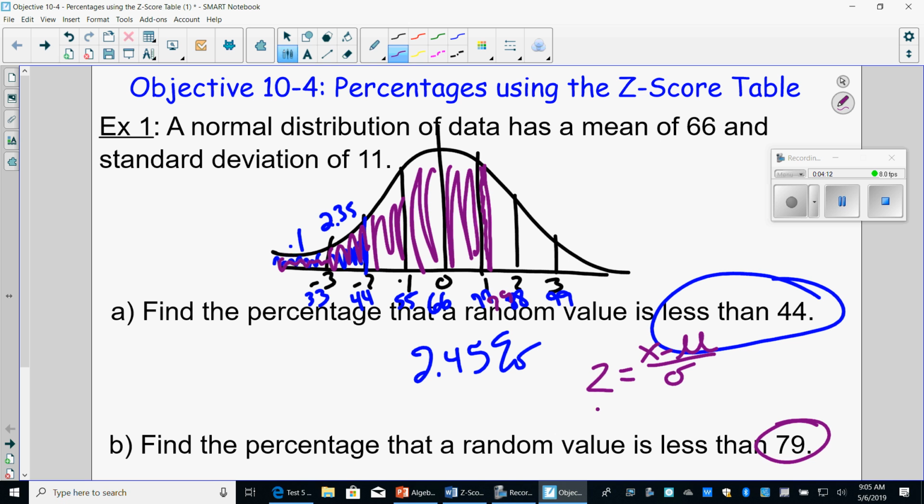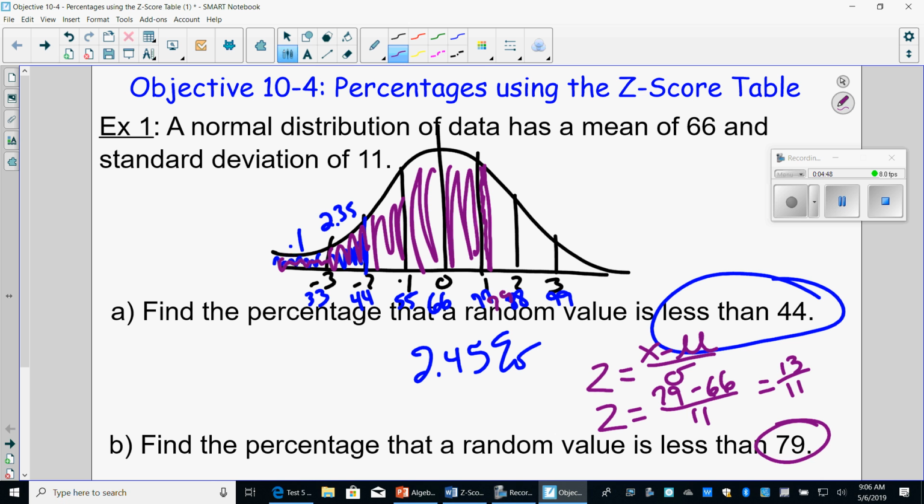And we're going to look for the Z-score. So what's X? 79. It's your specific data value. Minus the mean, which is 66, divided by 11. So, what is 79 minus 66? 13. And what's 13 divided by 11? Rounded. And here's what I'm going to tell you. This table reads by the hundredth. So that's 2 decimal places. Give me the Z-score rounded to the nearest hundredth.